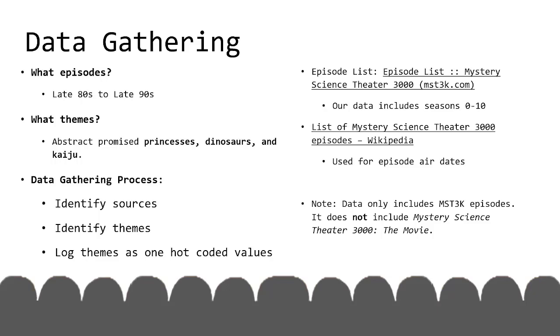Now when it came to forming this data, I had to figure out where I was going to get the data from, and then once I looked at the data, what themes I wanted to include. And then finally, I had to encode my data so that I could actually work with it in a different format. I started out with MST3K.com, because they have a great episode list, so I could see the episodes and the seasons that they appeared in. I could read the abstracts for those and gather some of the different themes from there, so this was all done manually. And then I looked at Wikipedia for the air dates, because I thought I was going to use the air dates. It turned out I ended up not using them, but so you're aware, I grabbed them during data gathering. Now to be clear, I'm using just the episodes from MST3K. I am not including the Mystery Science Theater 3000 movie.